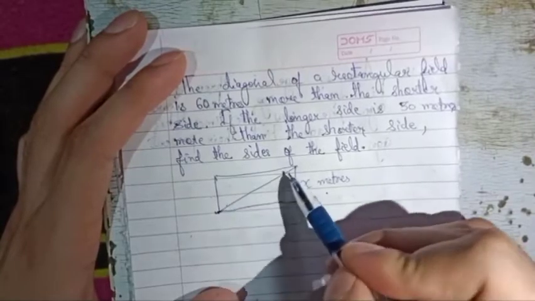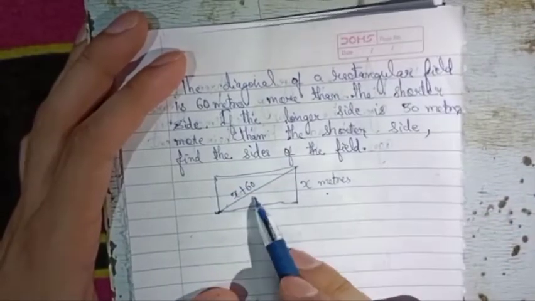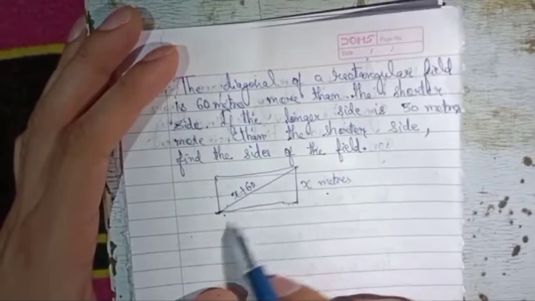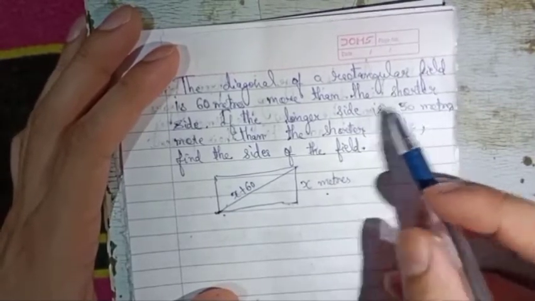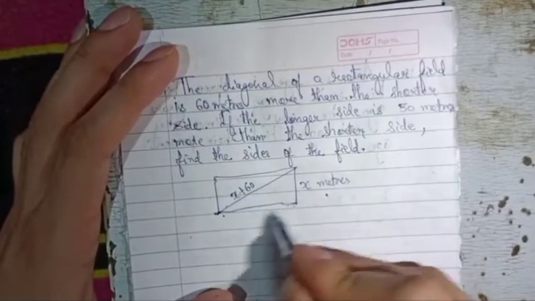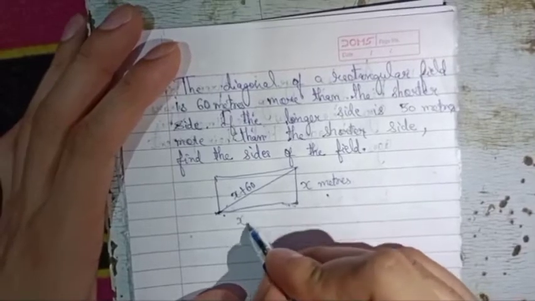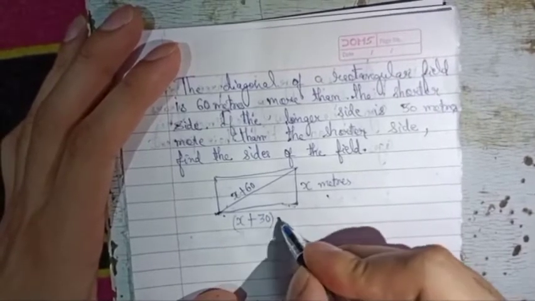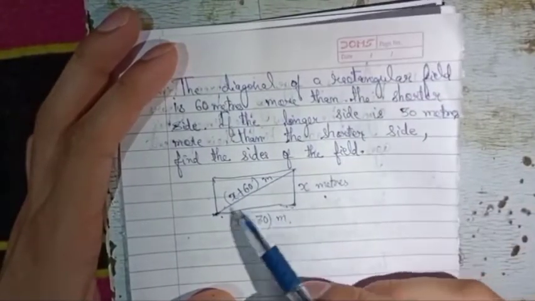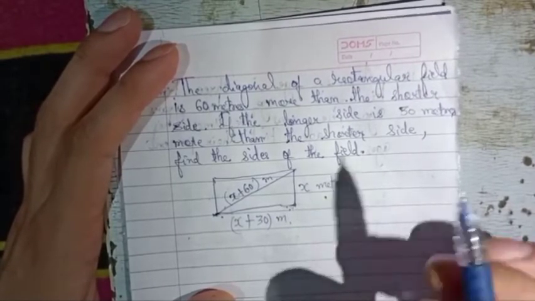Suppose the shorter side is x meters long. Then the diagonal will be 60 meters more than the shorter side. That means x plus 60, that will be the length of the diagonal. And the length of the rectangle will be the other side that is given to us. If the longer side is 30 meters more than the shorter side, that means the longer side, the length of the rectangle, is x plus 30. So x plus 30 meters here, and x plus 60 meters for the diagonal. According to the question.